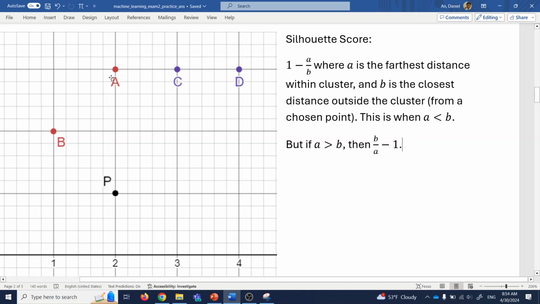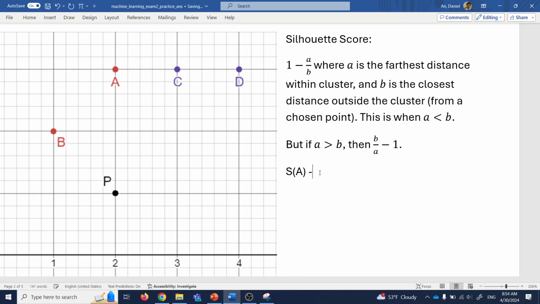And if you wanted the silhouette score for A, so let's try to do the silhouette score for A. What would that be? What's the farthest distance from A? Well, there's only one point, which is B, right? And I have two questions, one using Euclidean, one using Manhattan. This one's Manhattan. So what's the Manhattan distance from A to B? Two. Two, right?